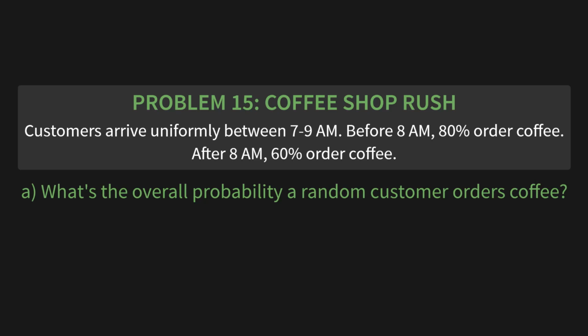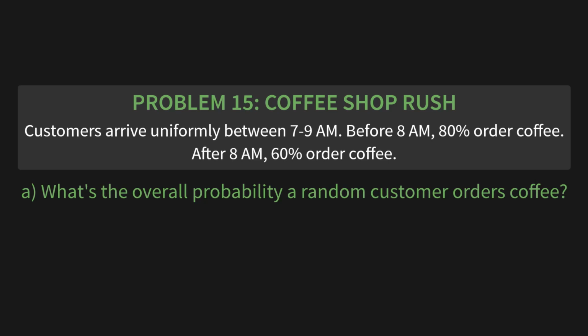Here's the setup. A coffee shop tracks when customers arrive and what they order. Customers arrive uniformly between 7 and 9 a.m. The early birds, before 8 a.m., love their coffee. 80% order it. But the later crowd, only 60% want coffee. So first question, what's the overall probability a random customer orders coffee?